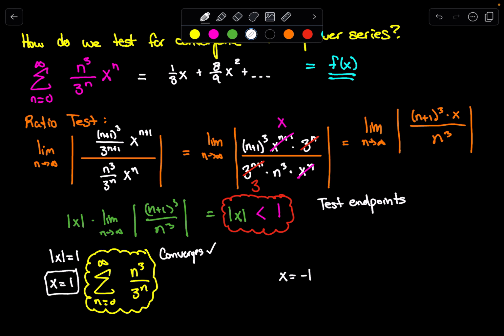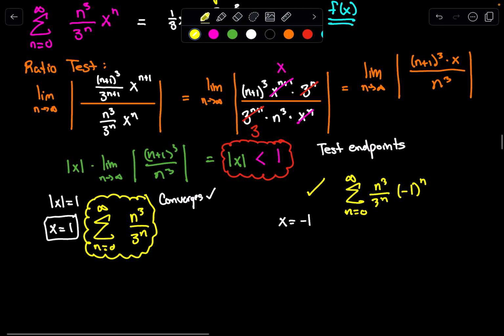And likewise for x equals -1, if we plug that in, we're going to get n cubed over 3 to the n with (-1) to the n, which makes this an alternating series. And that one is actually really easy to test, because 3 to the n is growing so much faster than n cubed. We can show that this is decreasing and has a limit of 0, and that's enough to satisfy the alternating series test. So if it converges for both of these, then we would say that our power series, this infinitely long polynomial, converges.